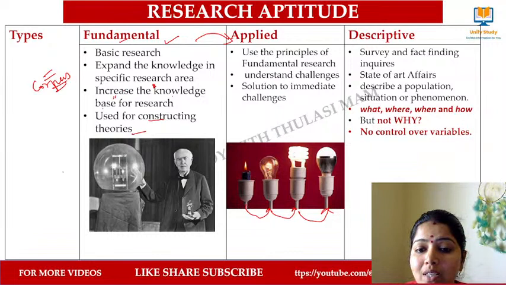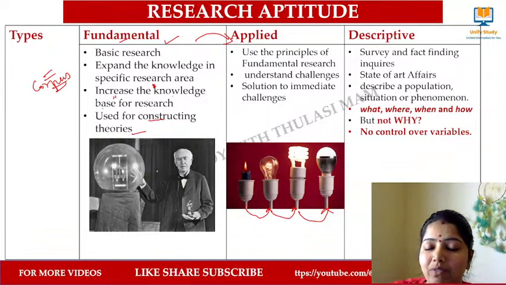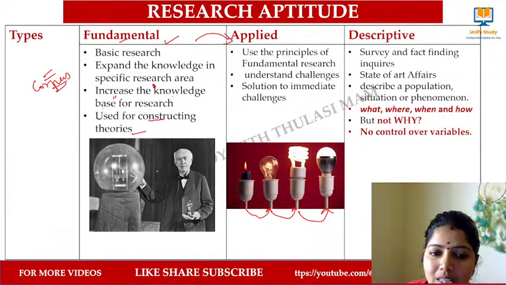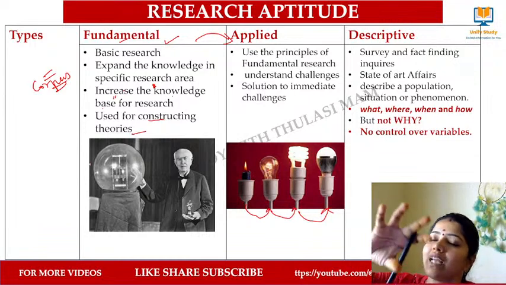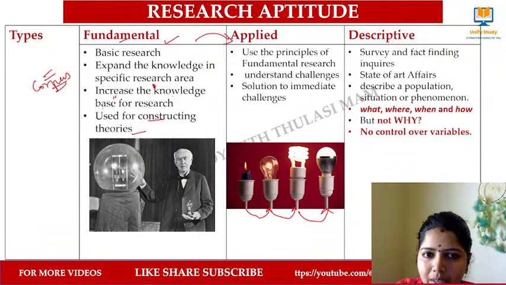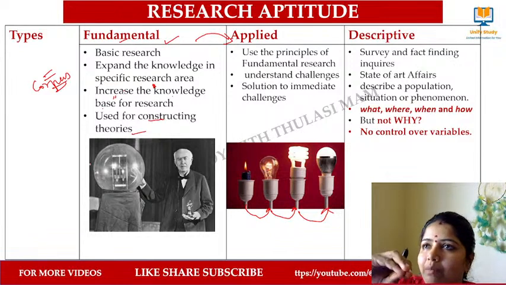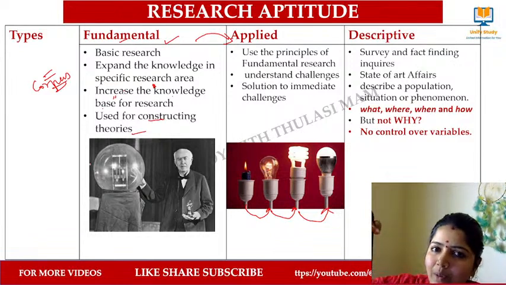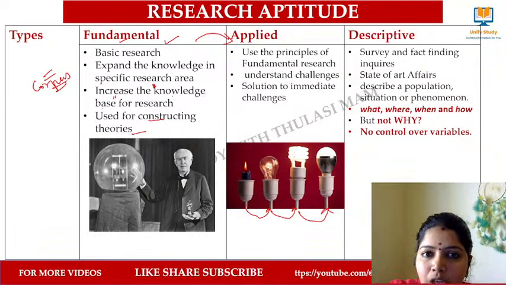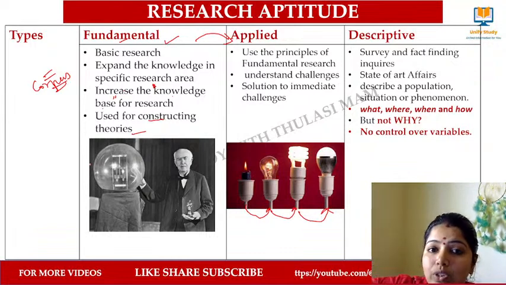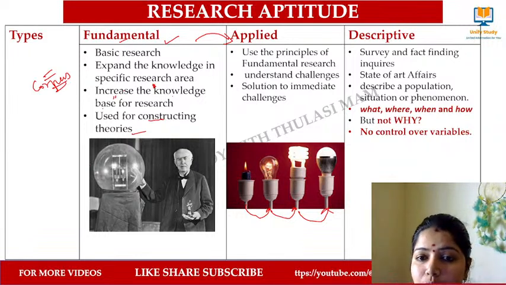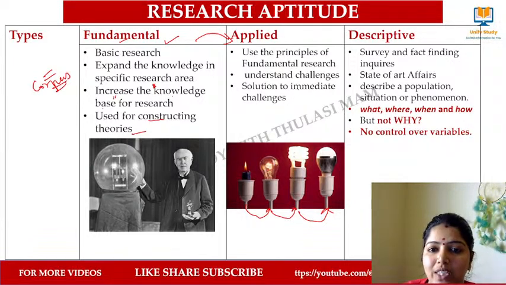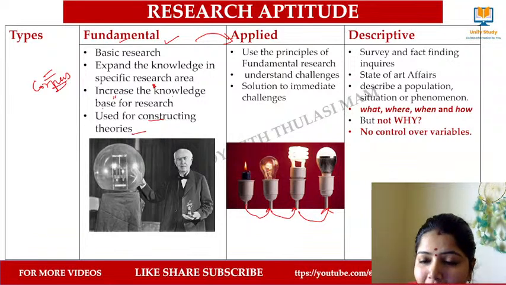Because this comes from the challenge that we had in society. With the bulb alone, we cannot live, right? Because there are many disadvantages with respect to that bulb. So they innovated something. With that bulb concept, they did some innovation and created another one. Based upon the challenge that society was facing, they gave a solution to it. So it is a solution to immediate challenges faced by society, and that we call applied research.